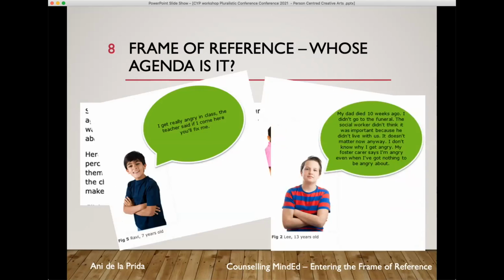This one's terrible. This one makes me want to cry. My dad died 10 weeks ago. I didn't go to the funeral. The social worker didn't think it was important because he didn't live with us. Doesn't matter now anyway. I don't know why I get angry. My foster carer says I'm angry when I've got nothing to be angry about. Where do you start with that? And the referral form would say angry, young boy, disruptive, or whatever. So really important to have these conversations with young people when they come.